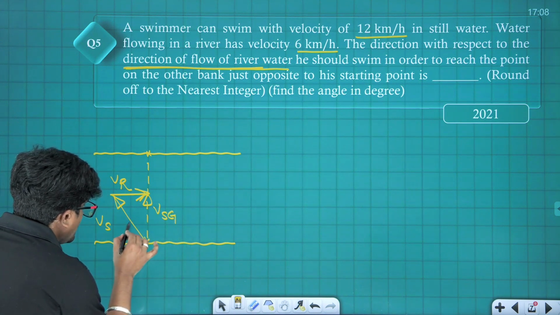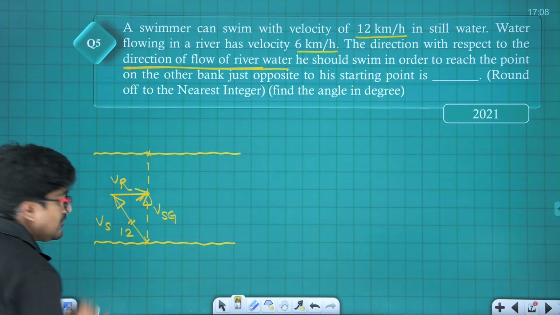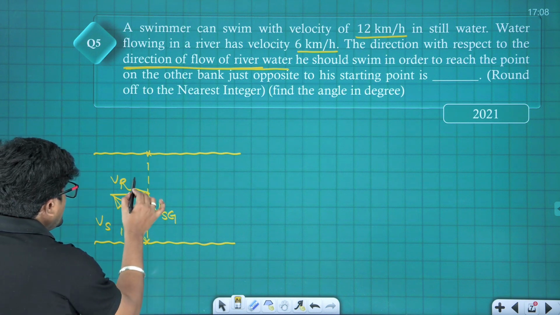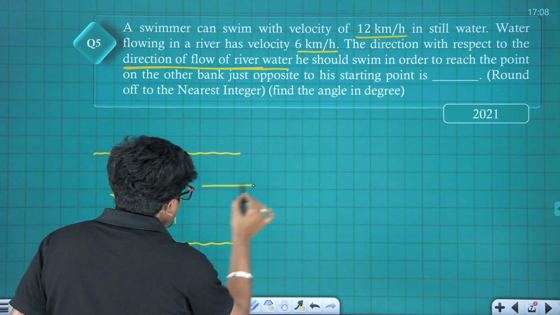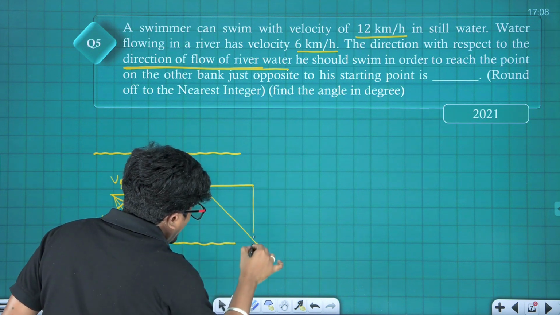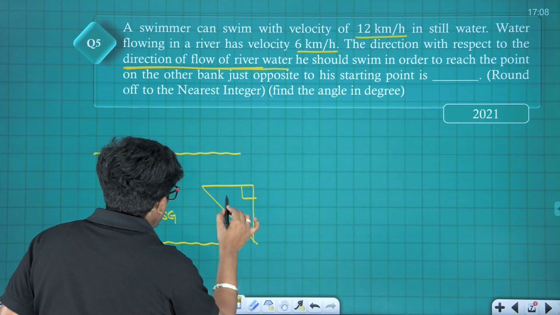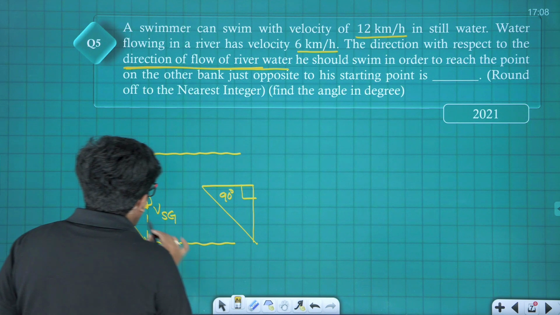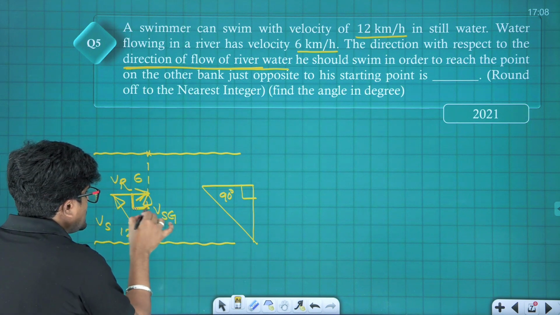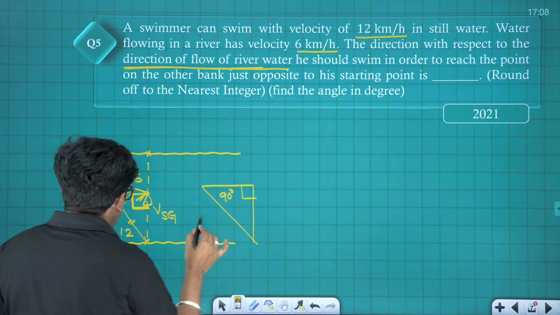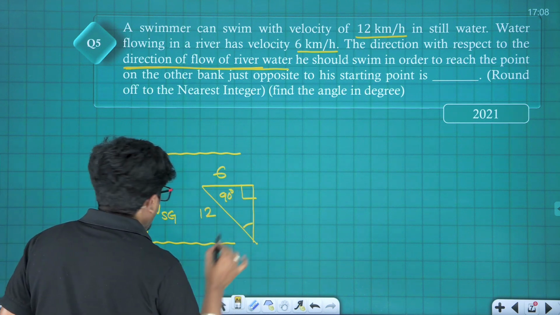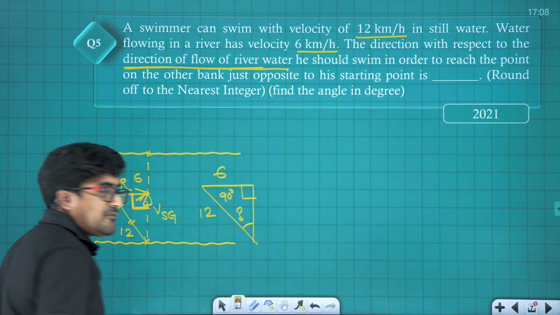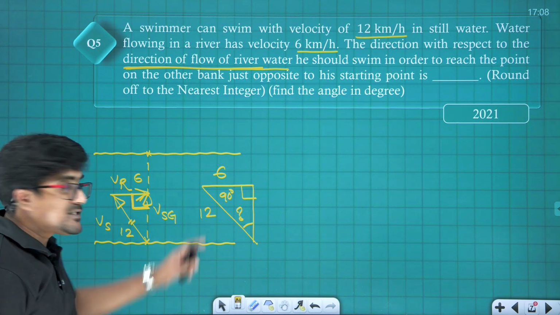As per the question, this is equal to 12 km per hour, and here this is equal to 6. You all know that this angle is 60. Now considering that right angle triangle, here this is 90 degree. So here this is 12, here this is 6, and this angle is what we are going to find out now.